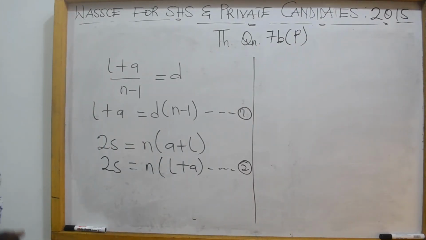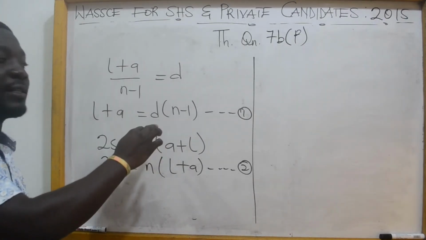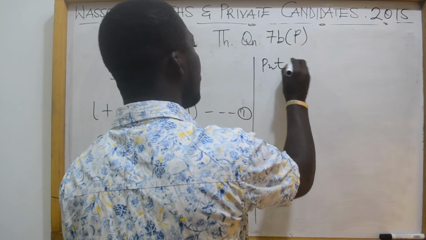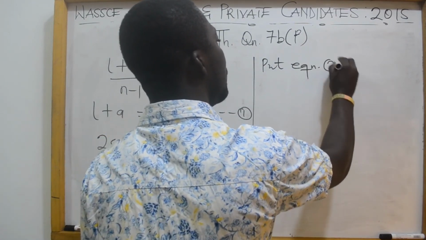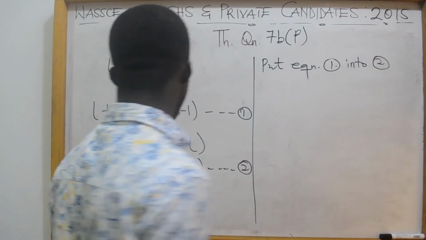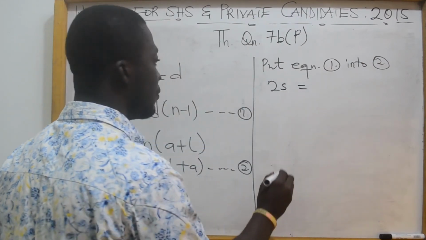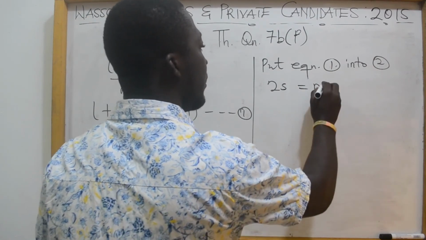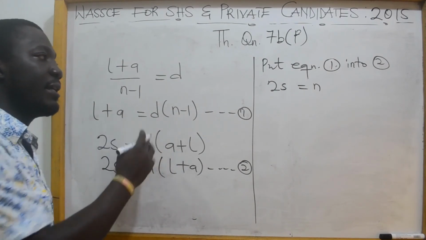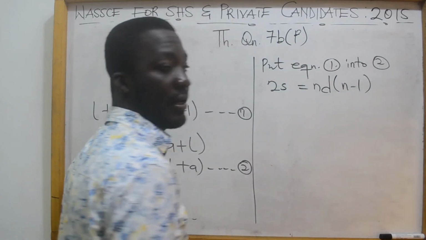Now what we are going to do is to substitute this L plus A, which has a value D into bracket n minus 1, into equation 2. So put equation 1 into equation 2, and we are going to have 2s is equal to n. Then instead of L plus A, we are bringing D into bracket n minus 1. So D into bracket n minus 1.